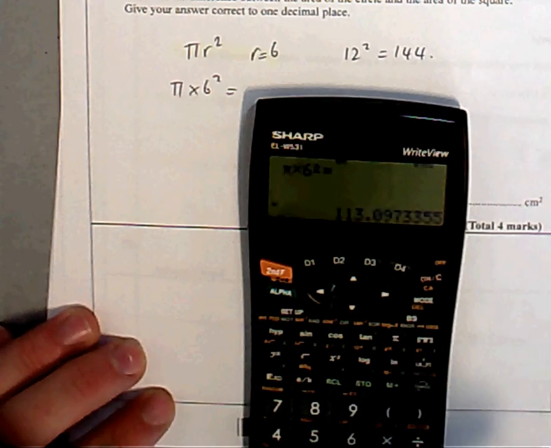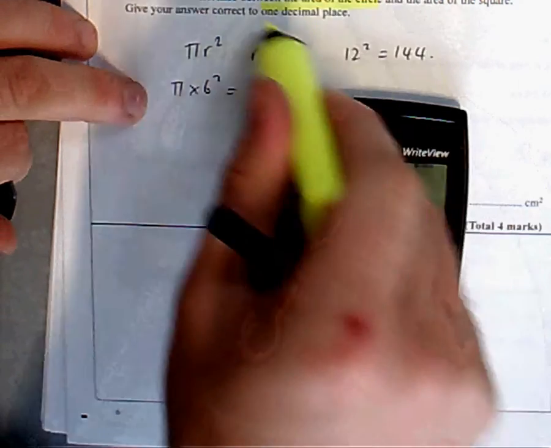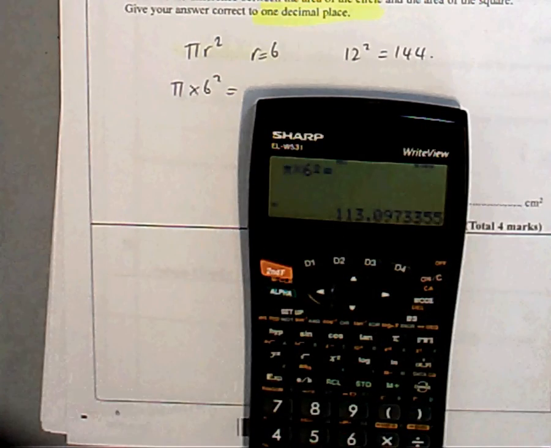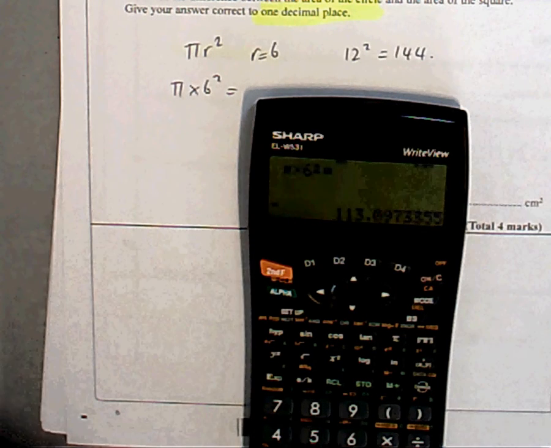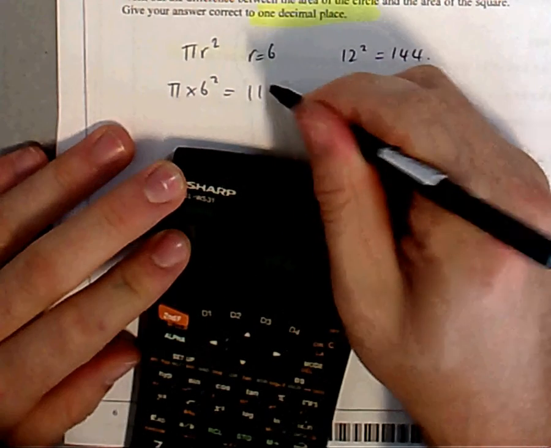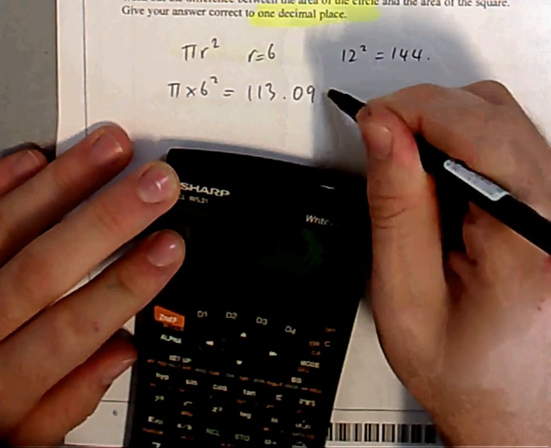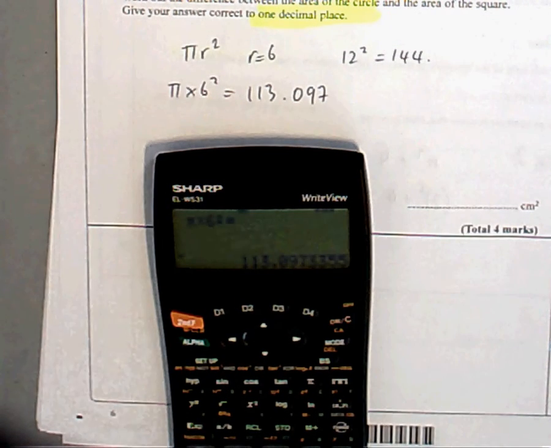Because the question is asking me to then round to one decimal place, what it's actually telling you is that if you keep it to 2 decimal places till the very end, then you're not going to have a rounding error. So I'm going to write down 113.097. So when I continue to calculate with this, I'm not going to have any mistakes.